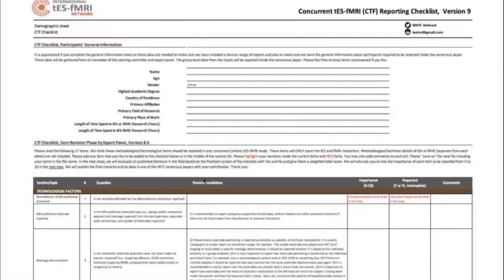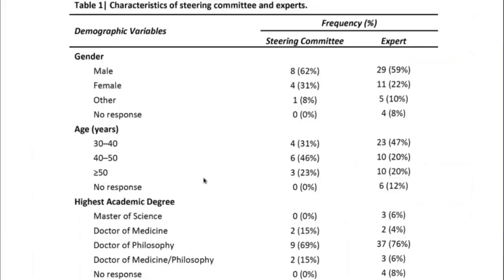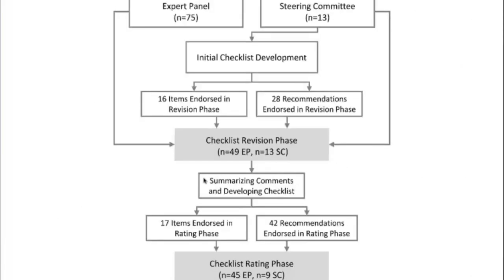So you can find all those initial drafts of the checklist that we developed on our OSF page. So we started with these initial drafts, and then we circulated these drafts and received comments from people. And as you can see here, we had a diverse set of experts and members of the steering committee that were contributing to this process.